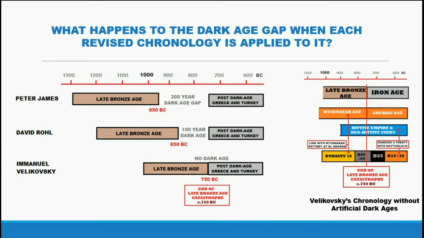However, in the Hittite Empire, his 350-year reduction of Egypt's New Kingdom dates still leaves a dating gap of around 300 years. And the chart on the right here shows the chronologies of Greece and Turkey when the Dark Ages are removed as per Velikovsky's chronology. So you see here the Mycenaean Age is followed immediately by Homer's Archaic Age, and the Hittite Empire is simultaneous with the time of the Neo-Hittite period of the North Syrian city-states.